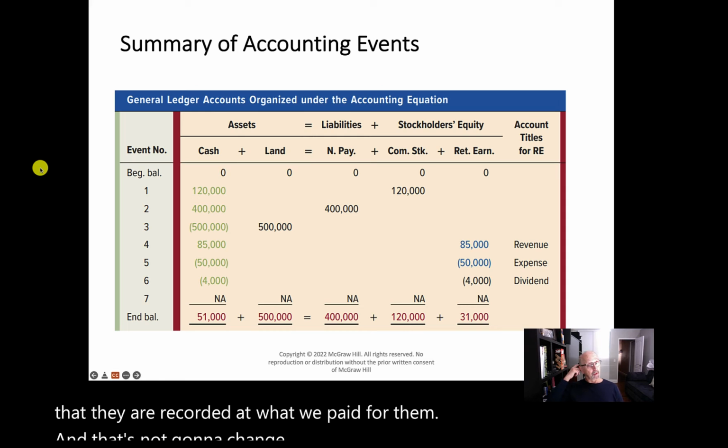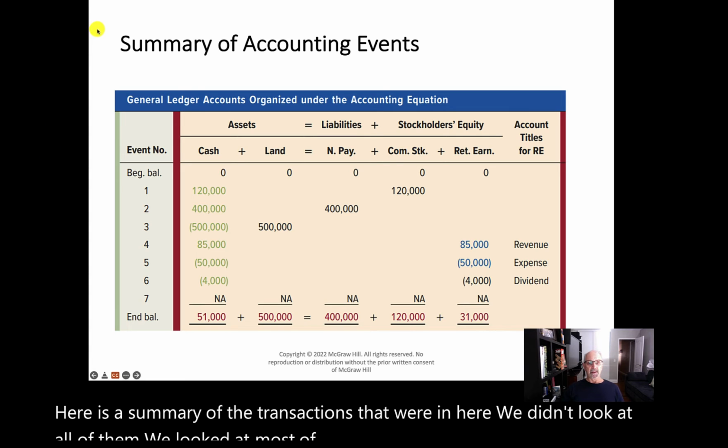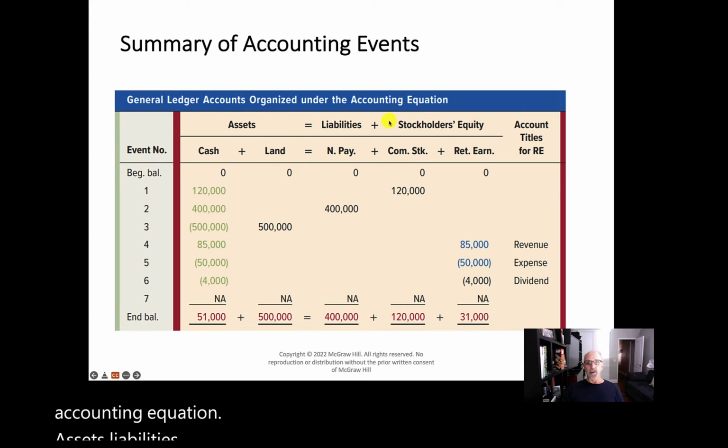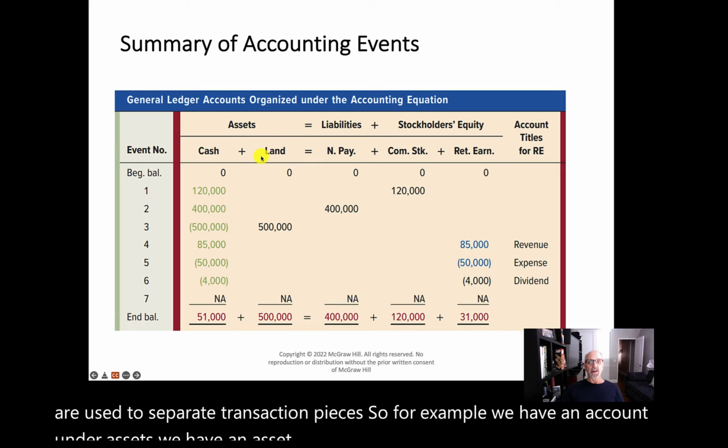So here's a summary of the transactions that were in here. We didn't look at all of them. We looked at most of them. So again, here's our accounting equation: assets equals liabilities plus stockholders' equity. We have accounts. Accounts are used to separate transaction pieces. So for example, we have an account under assets. We have an asset cash and asset land. Together, they're worth $551,000.